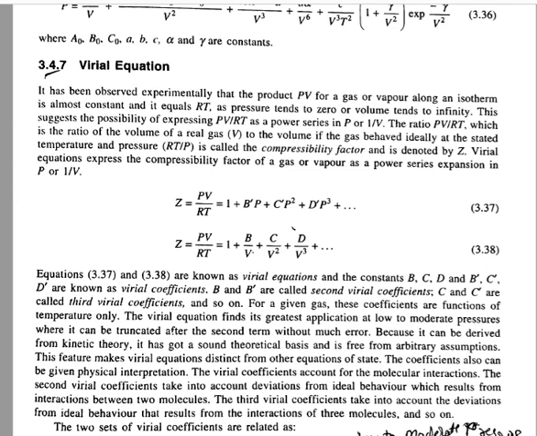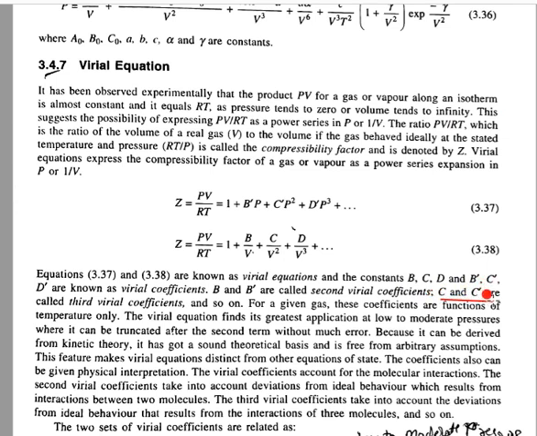So equation 3.37 and 3.38 are known as virial equations, and constants B, C and D, or B dash, C dash and D dash, are the virial coefficients. So equations 3.37 and 3.38 are known as the virial equation of state, and the constants in the equation are B dash, C dash and D dash, and the other ones, B, C and D, are the virial coefficients. Okay, next.